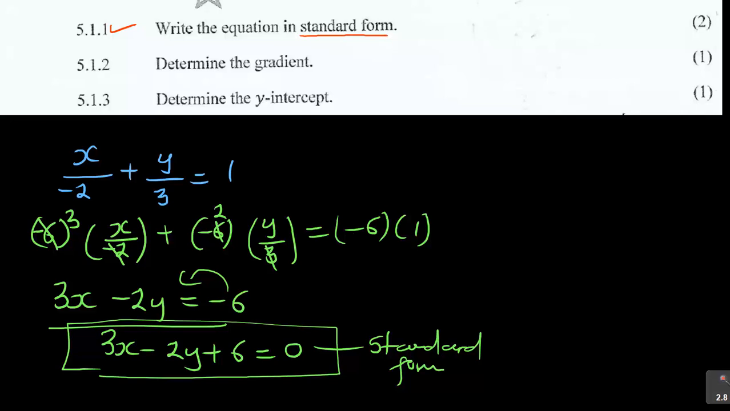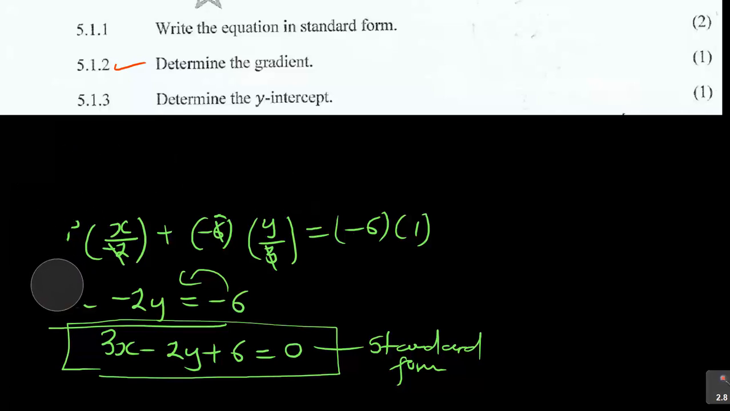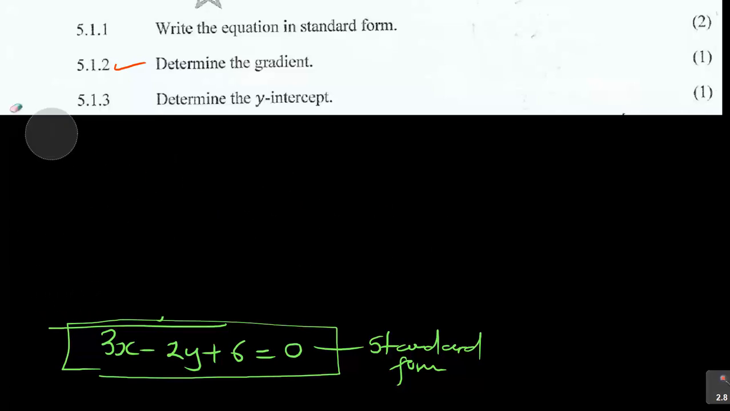Alright, and then the next one, 5.1.2, determine the gradient of this equation. So they want us to find the gradient, but let me erase this because I need to work from that. I can't find the gradient from that. So remember, I'm given 3x minus 2y plus 6 is equal to 0.